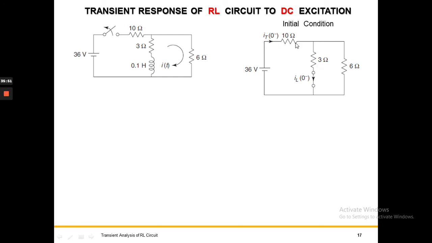First of all, find the total impedance. The total impedance will be 10 ohm plus the parallel combination of 3 ohm and 6 ohm. Then the total current will be this voltage divided by the total impedance. That will give us 3 amperes. Then you find the current I 0 minus, the initial current through this inductance.